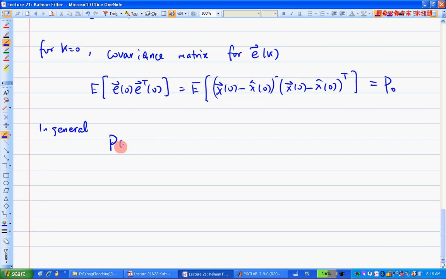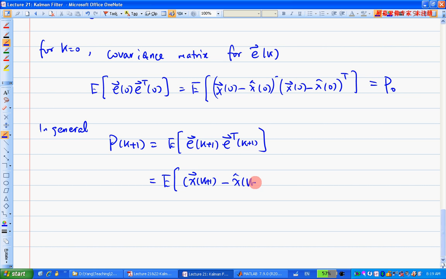In general, we define P of k plus 1. Let's look at the covariance matrix at the instant k plus 1. You can replace e of k plus 1 with x of k plus 1 minus x hat of k plus 1, times x of k plus 1 minus x hat of k plus 1 transpose, inside the expected value. In general, this is the covariance matrix for the error e, and the error e represents the estimation error.